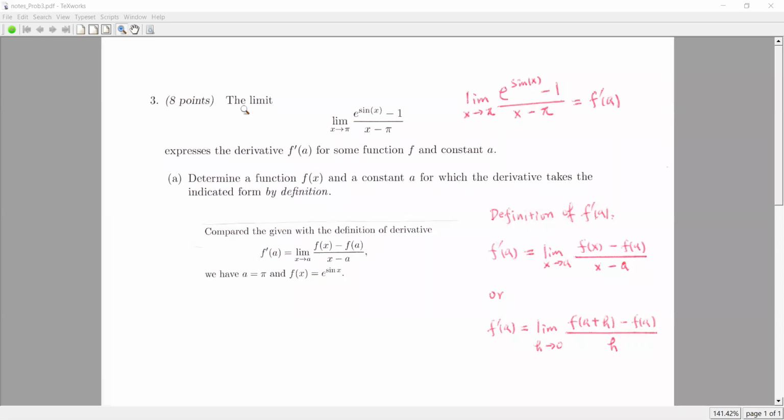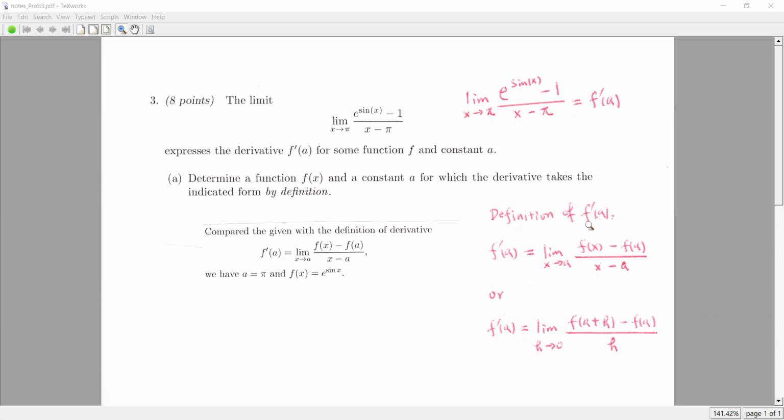Problem 3. This limit expresses the derivative for some function f and constant a. That is, this limit is equal to the derivative of some function f at some point a. Part A. Determine a function f and a constant a for which the derivative takes the indicated form by definition.